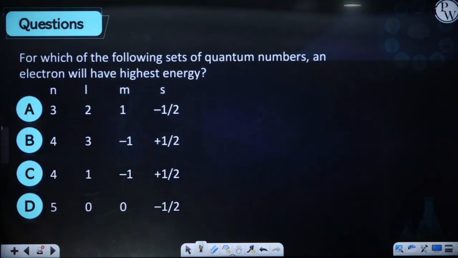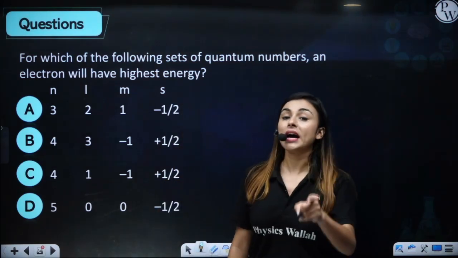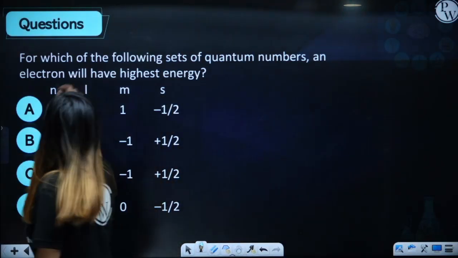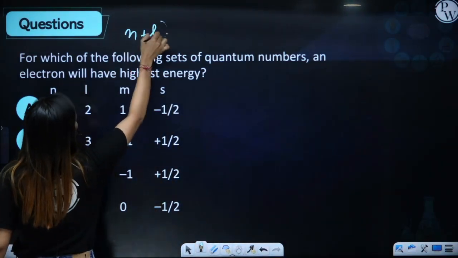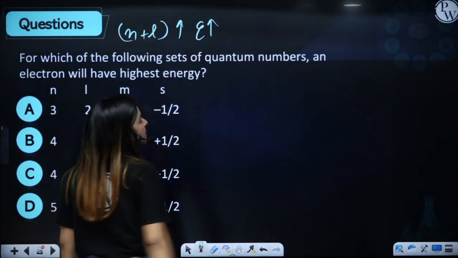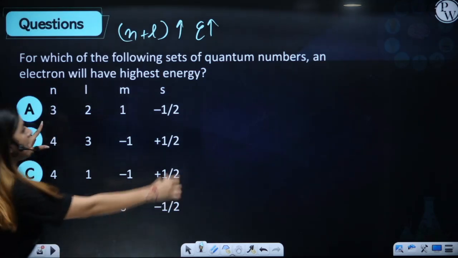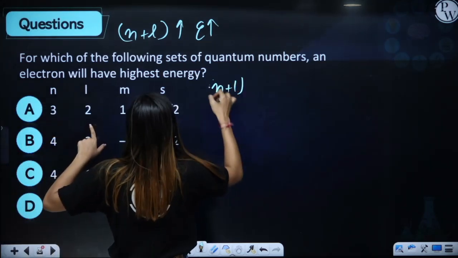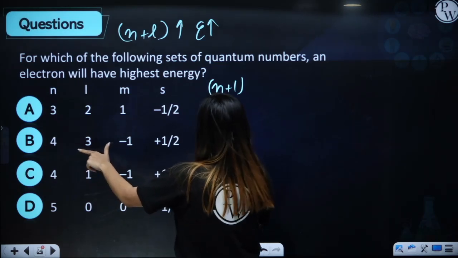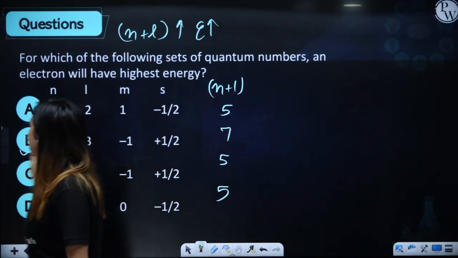Next is, for which of the following sets of quantum numbers an electron will have the highest energy? For highest energy, you know that you need what? N plus L value. Maximum N plus L value will give you maximum energy. So, maximum N plus L value, I'll write it here. N plus L. Here, value is 5. Here, 7. Here, 5. And here again, 5. Maximum N plus L value, B option.